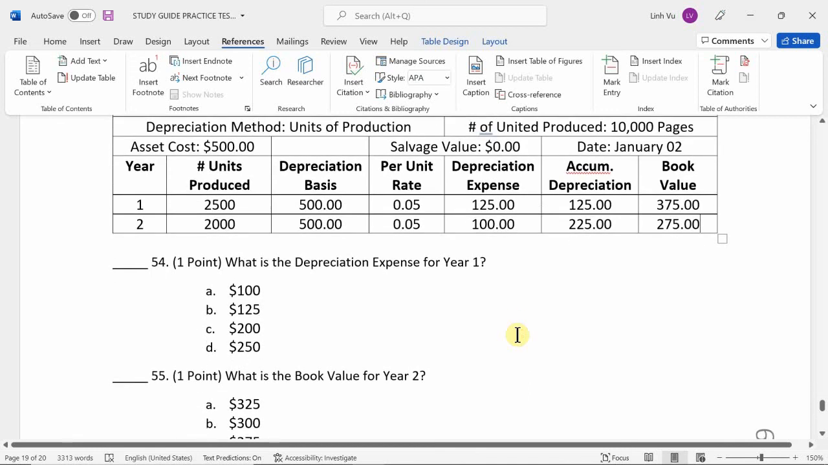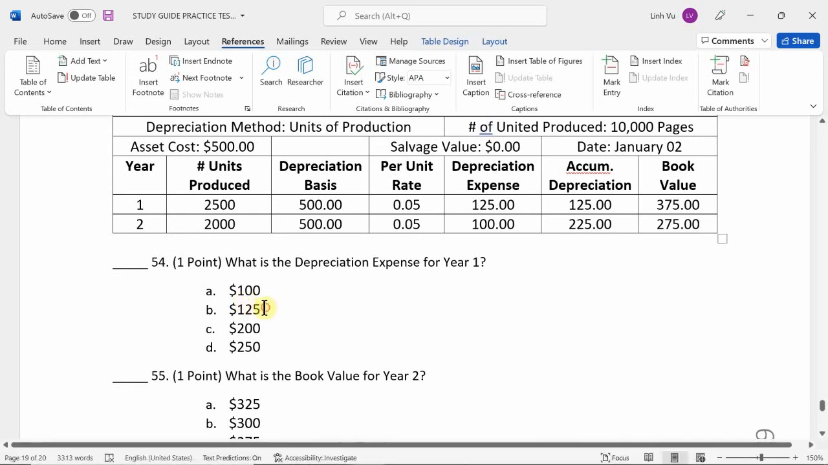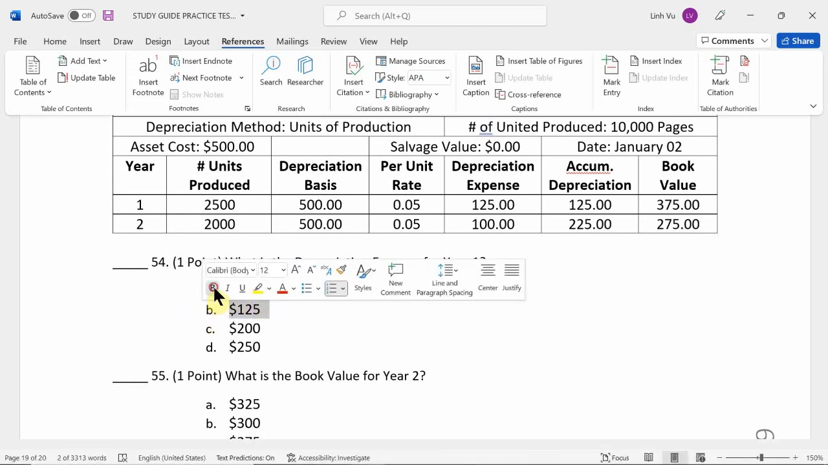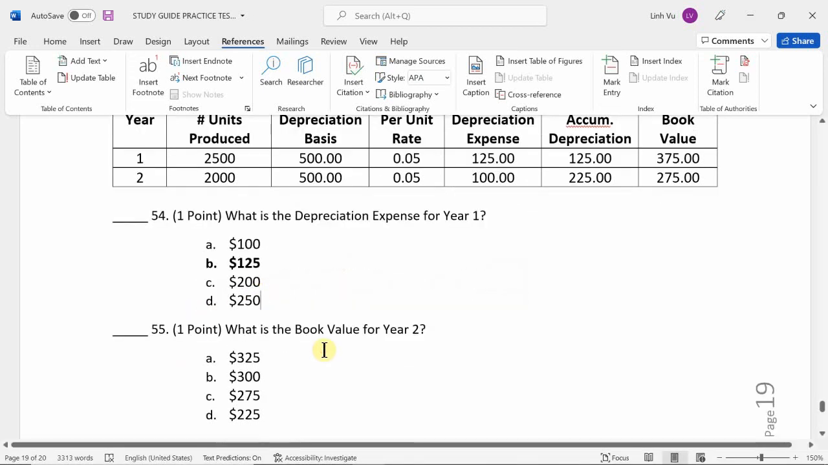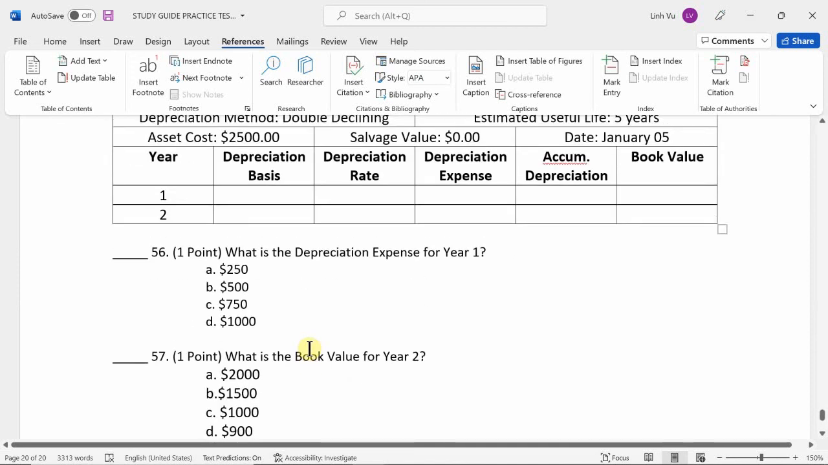So let's see what question 54 says. 54 says, what is the depreciation expense for year 1? 125. Okay, make sure it's very specific. And then question number 55 says, what is the book value for year 2? 275. Good.